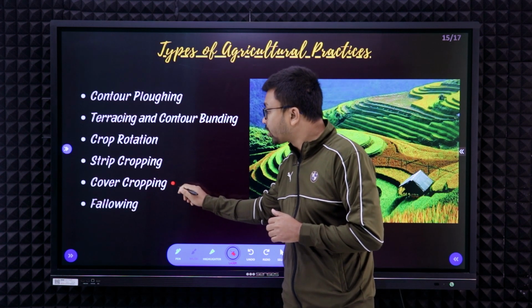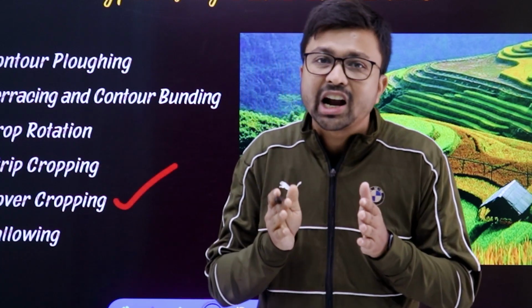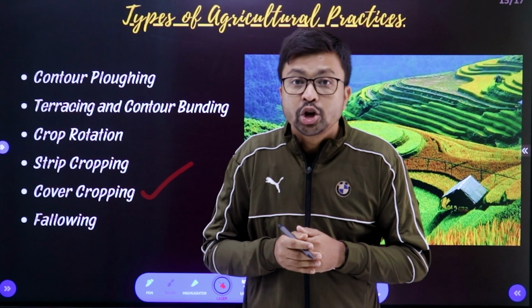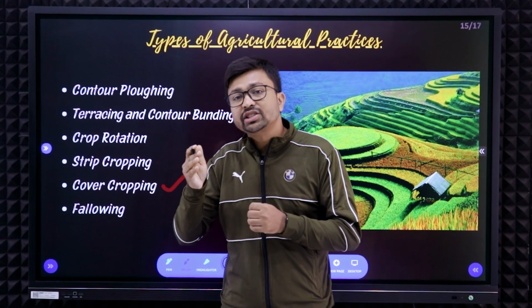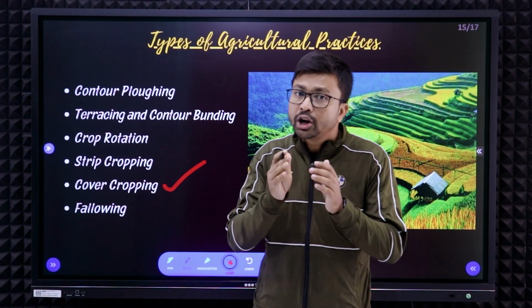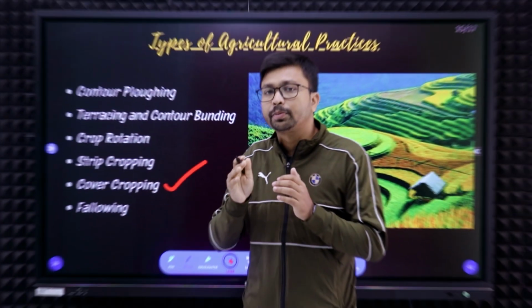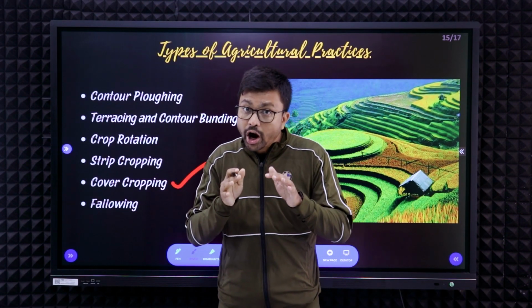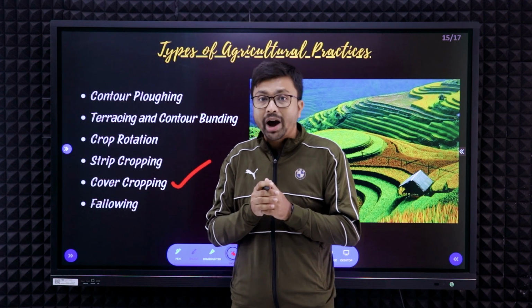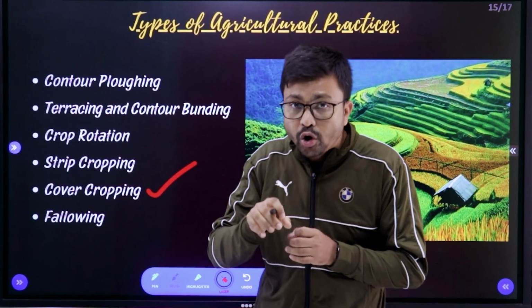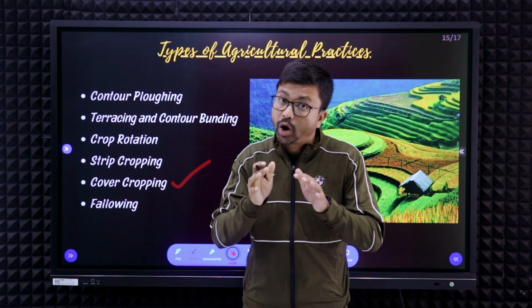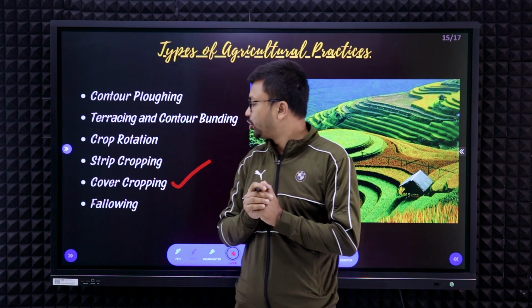Next one, cover cropping. In cover cropping, the particular crops will be cultivated in between two lines of different trees. So in that way the big trees will give shelter to the crops and you will get good production, and the soil erosion will be controlled. Why? Because the big trees' roots will hold the soil tightly, and in that way the land or the soil will be protected from erosion.